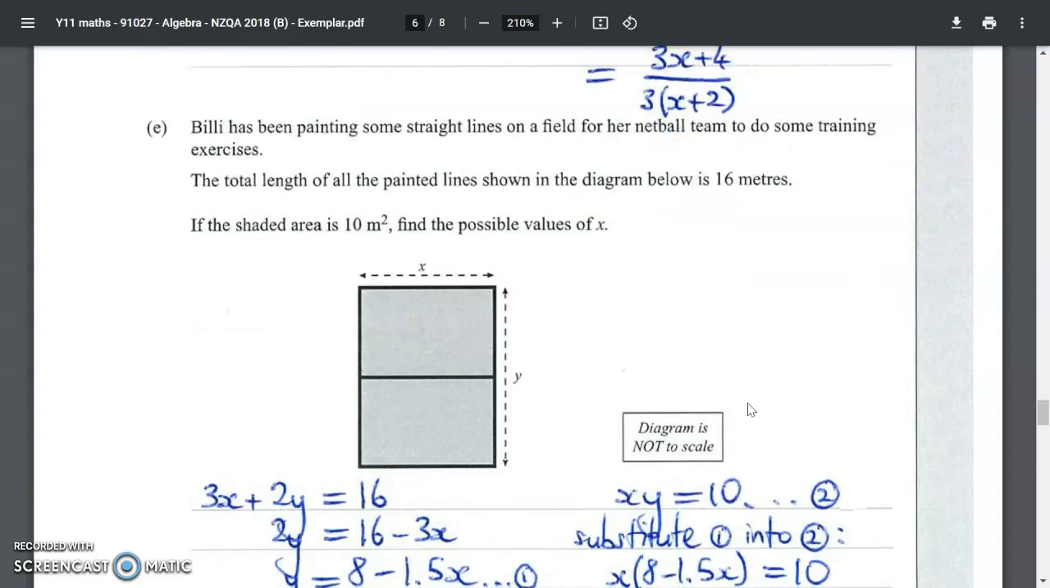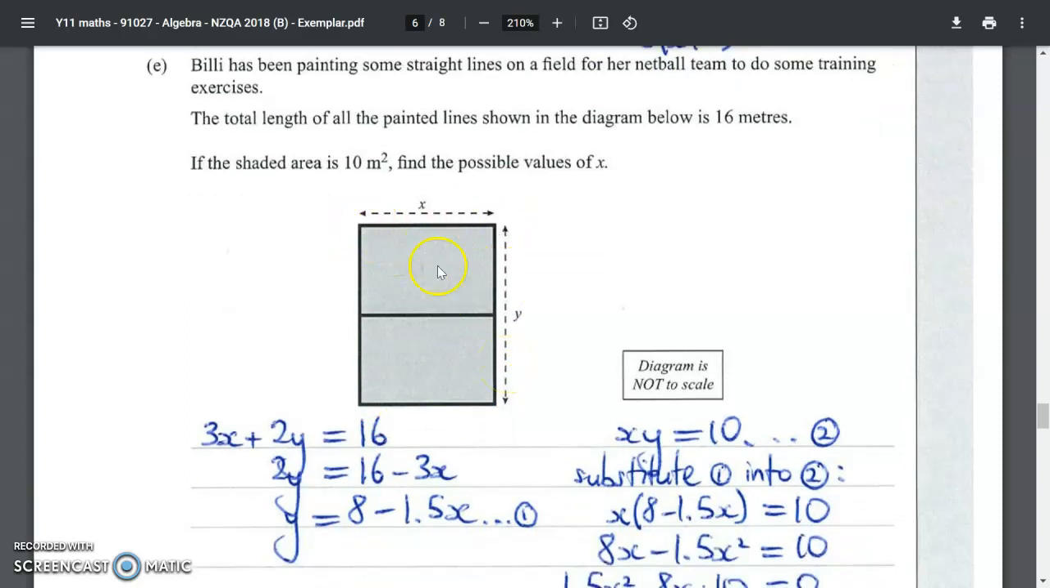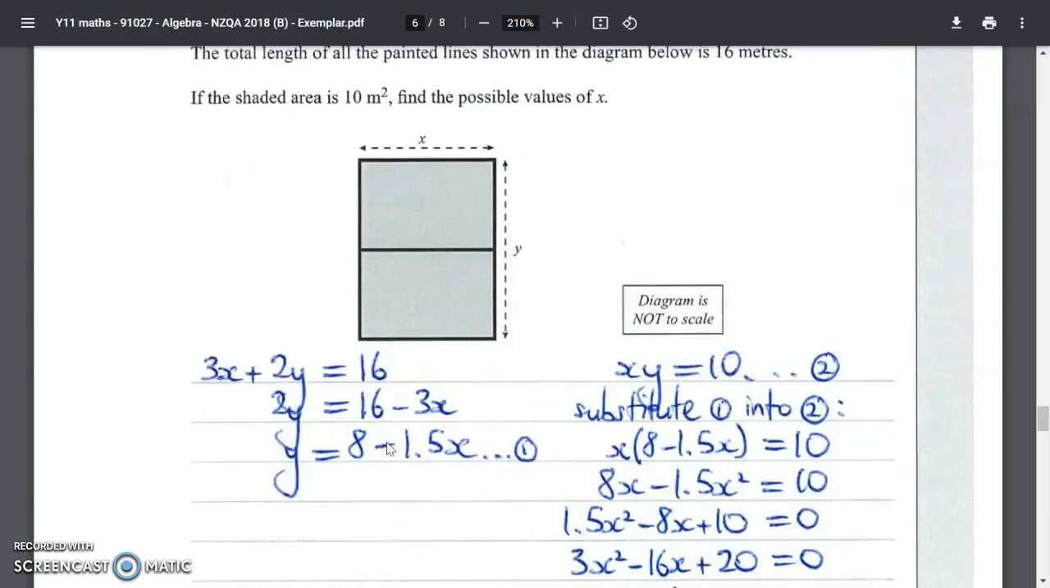Okay, another question. So the total area is 10 meters squared, and the length of all the black lines total is 16 meters. So if we look at the length of the black lines, we've got three lots of x, 3 lots of x, plus 2 lots of y, and that adds to 16. So that's our equation there. If we make y the subject of that equation, we subtract 3x from both sides, divide both sides by 2, we get y equals 8 minus 1.5x.